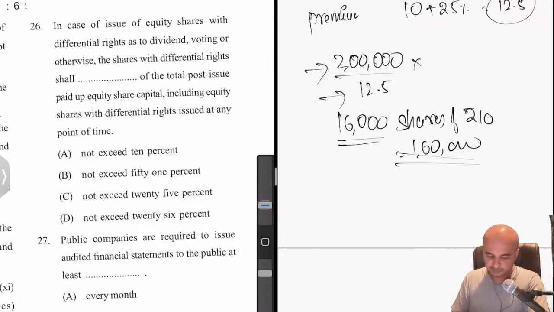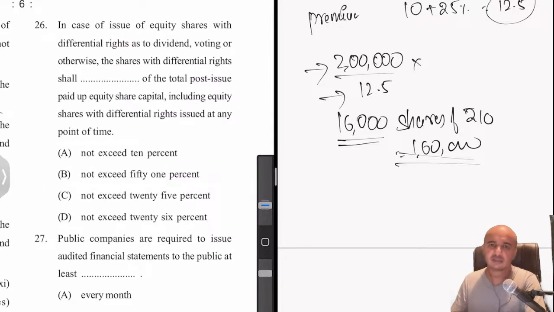Moving on. In case of issue of equity shares with differential rights as to dividend, voting or otherwise, the shares with differential rights shall dash of the total post-issue paid up equity share capital, including equity shares with differential rights issued at any point of time. Again, a problematic question because none of the options are actually correct.